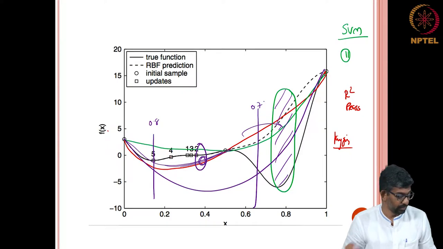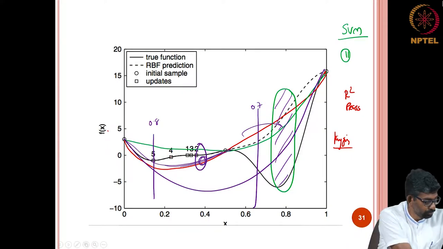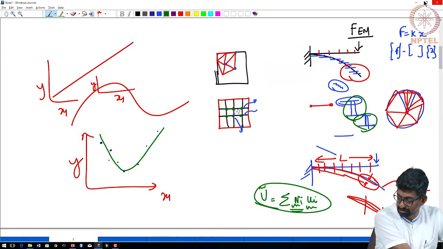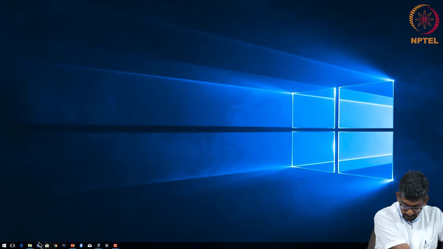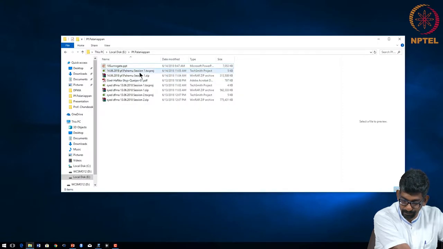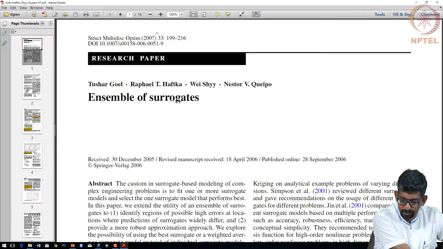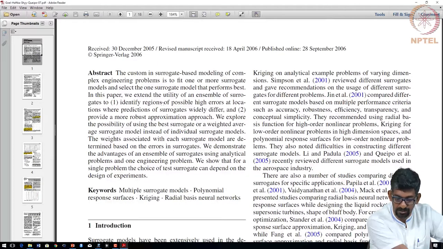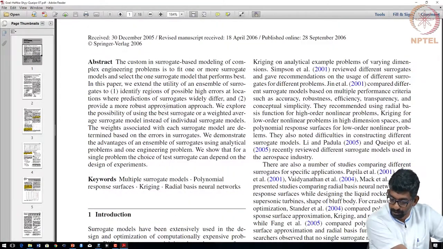So in this, what I suggest is, I'm going to show you a paper that I recommend that you read, especially if you are interested in researching this area. This was published in 2007 in the Journal of Structural and Multidisciplinary Optimization. It was published by Tushar Goel, Raphael Haftka, and a couple of other people. Haftka is a kind of a guru of surrogates, okay? And I guess Abdus Samad also has worked with Haftka.